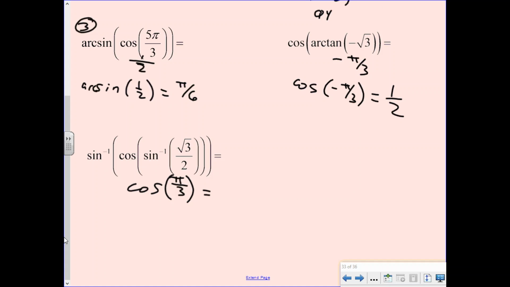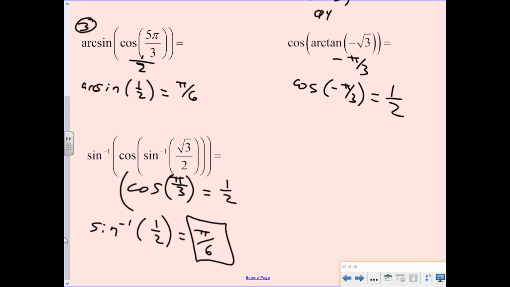and we know the cosine of pi over 3 is 1/2, and now we come out to the grand finale, the inverse sine of 1/2 is pi over 6. So your final answer to that question would be pi over 6. Okay, so know your unit circle.